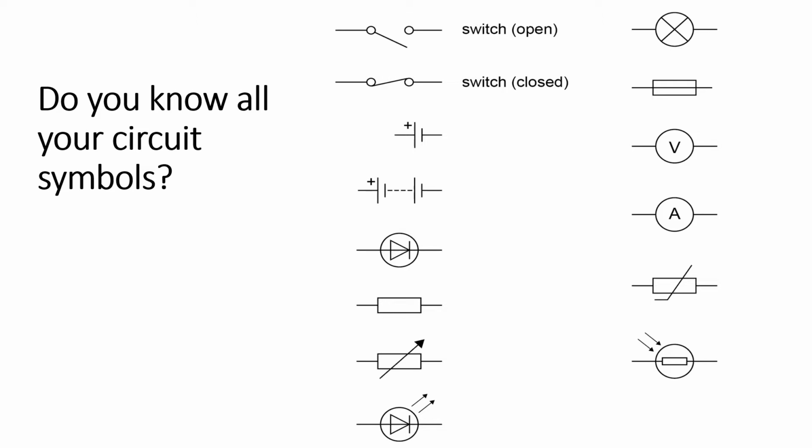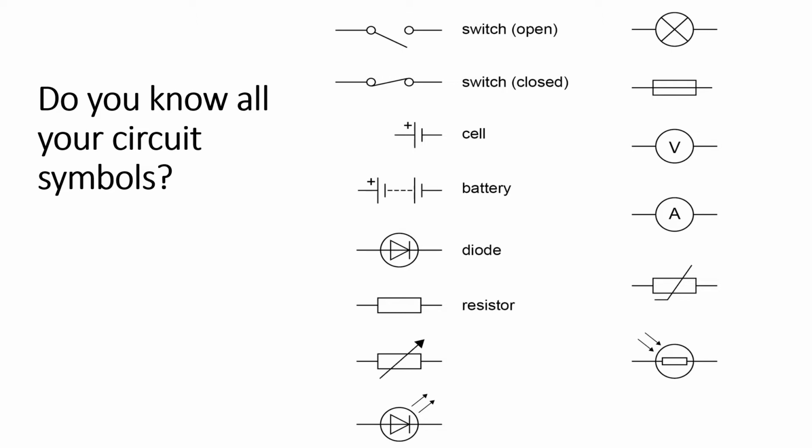Then there is a cell. Notice that the long side of it is the positive end of the cell. The next one down is called a battery. And the next one is a diode. This only allows current to flow in one direction. The current, conventional current, needs to go with the arrow.